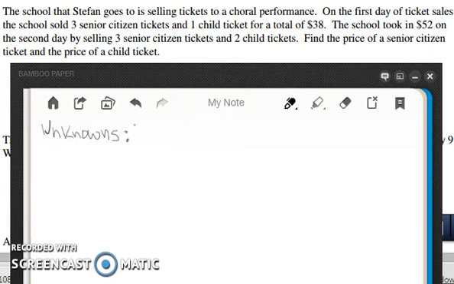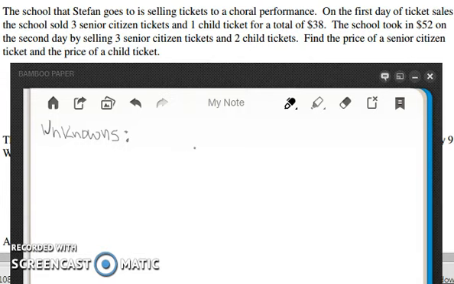So up here at the top, the school that Stefan goes to is selling tickets to a choral performance. On the first day of ticket sales, the school sold 3 senior citizen tickets and 1 child ticket for a total of $38. The school took in $52 on the second day by selling 3 senior citizen tickets and 2 child tickets. Find the price of a senior citizen's ticket and the price of a child's ticket.